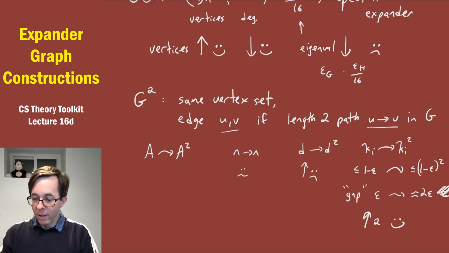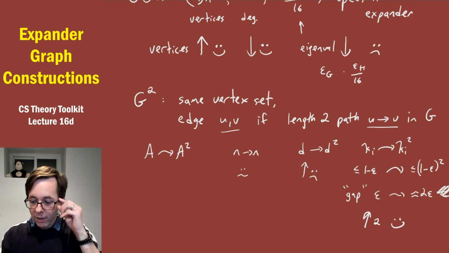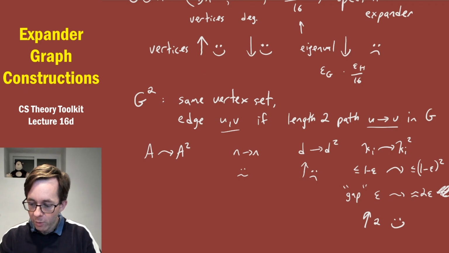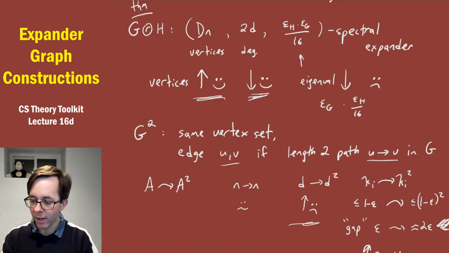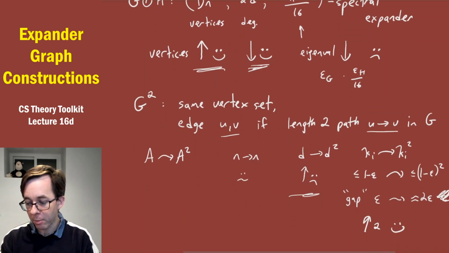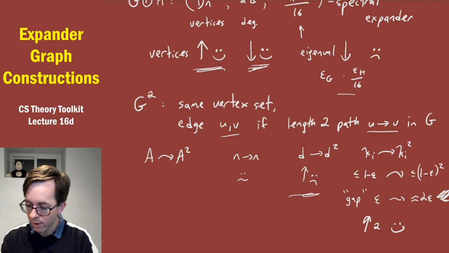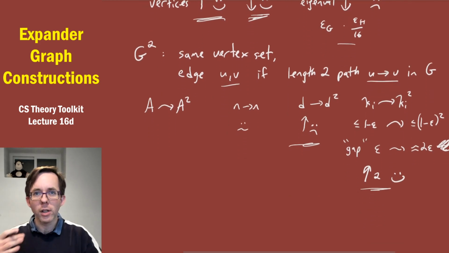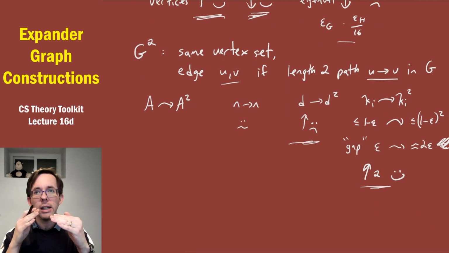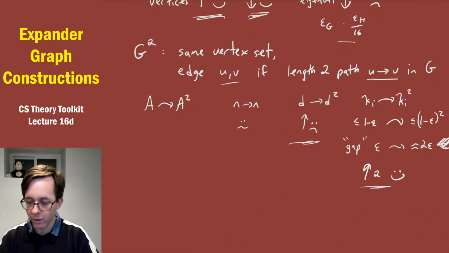But we can now put these two moves together, right? Because the replacement product makes the number of vertices get bigger. That's good. And it brings degrees down. So if you make degrees go up, then you can bring them back down with the replacement product. And the replacement product makes the eigenvalue bound go down, but squaring makes it go back up. So that's good, and you can iteratively interleave these and get good results.